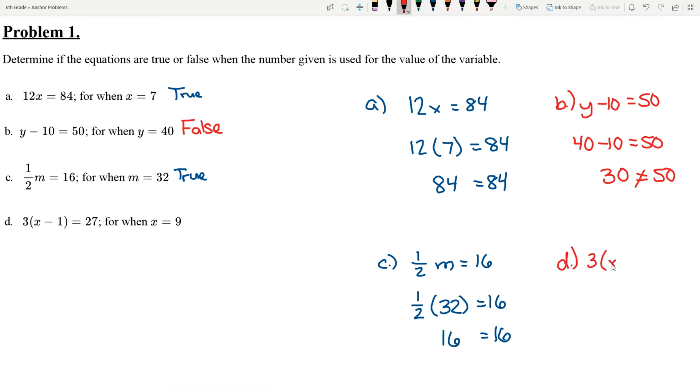3 times x minus 1 should equal 27 when x equals 9 for this to be true. Let's find out. 3 times 9 minus 1 equals 27. 9 minus 1 is 8. 3 times 8 is 24. 24 does not equal 27, so D is false.